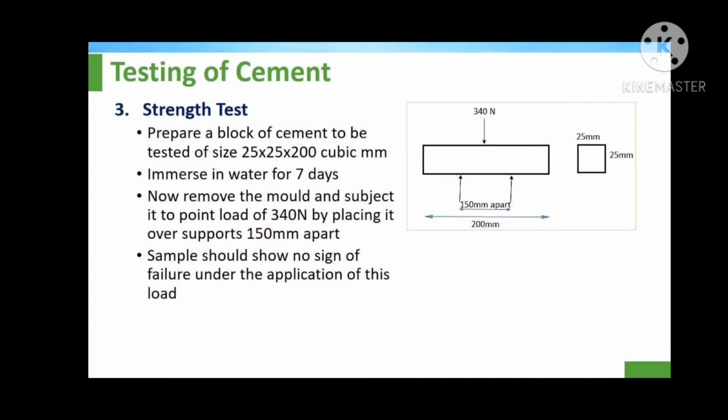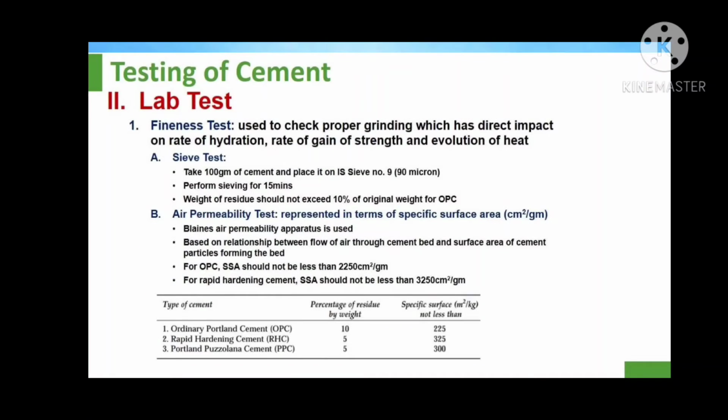Now remove the mold and subject it to a point load of 340 Newton by placing it over supports 150 mm apart. The sample should show no sign of failure under the application of this load. Lab tests. First, fineness test, used to check proper grinding, which has a direct impact on the rate of hydration, rate of gain of strength and evolution of it.